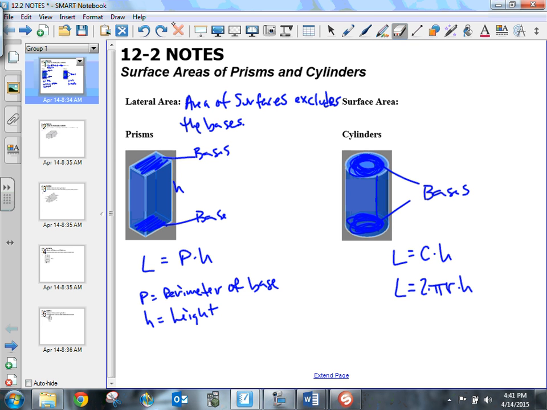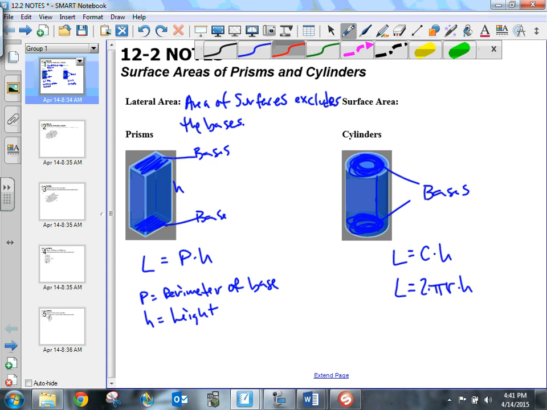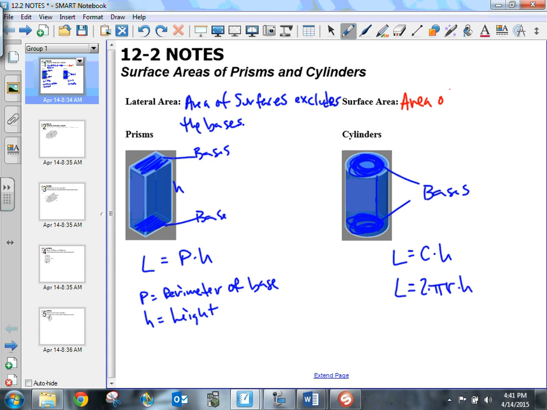Now the other thing we want to talk about is the surface area. The surface area is the area of all surfaces, so that includes the bases. And we have a formula for that. If I wanted to find my surface area S, I would just use my lateral area that I know how to find, plus the area of 2 of my bases. So the area of the base times 2 because I have 2 of them.